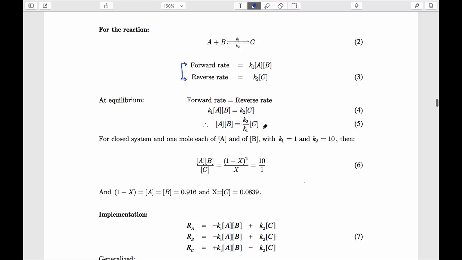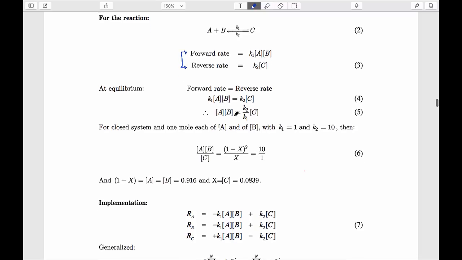And if we rearrange them, you end up with a rearranged equation where the concentration of A and the concentration of B multiplied by each other, multiplied by this rate coefficient, gives you the rate at which you create this other component. And the rate at which we're creating A and B from C is the concentration of C multiplied by this rate coefficient. And so if we rearrange 4 into 5, then at equilibrium, the concentrations are given by the ratio of these two rate coefficients.